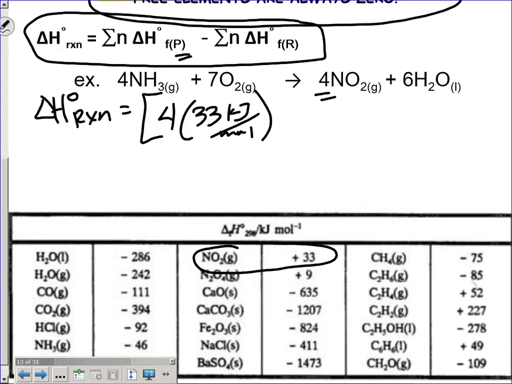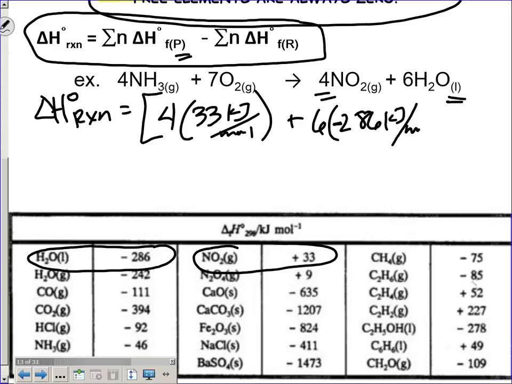So it's 4 times nitrogen dioxide plus 6 times water. Now, water liquid is different than water gas. That's why the states of matter are so important here. Water liquid is negative 286 kilojoules per mole, whereas water gas is negative 242. That's why it's important to write the state of matter. So 6 times negative 286 kilojoules per mole. All of this right here in brackets in red is the sum of the enthalpy of formation of the products. Subtract the sum of the enthalpy of formation of the reactants. It's a lot of words, but enthalpy of formation is delta HF.